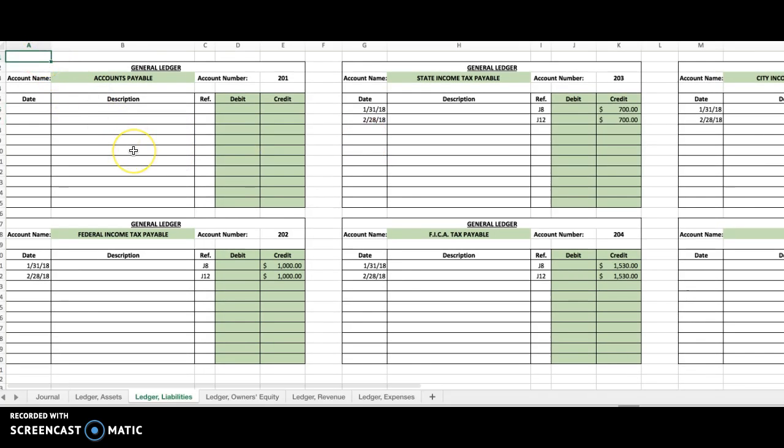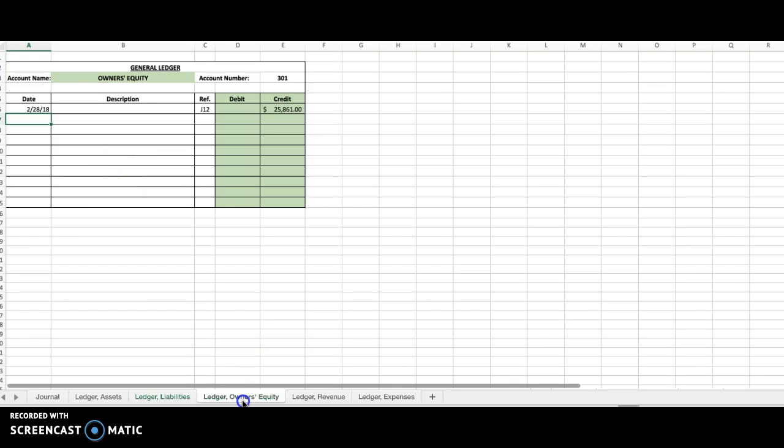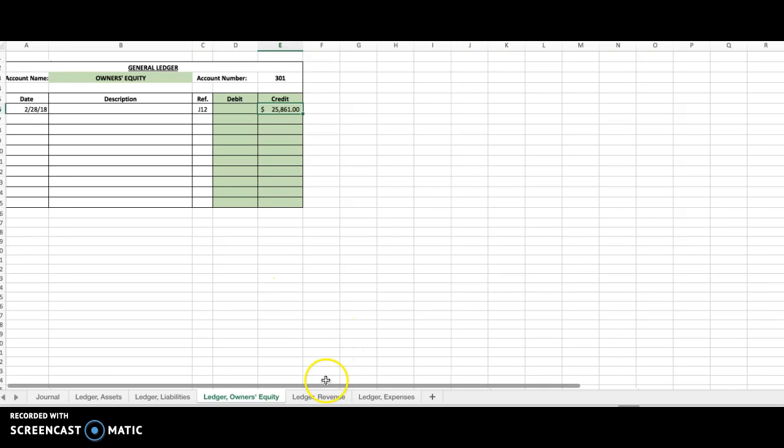So we want to get a sense of how this affects those particular accounts. We have owner's equity. We're not dealing with that in this problem. This particular company has a net value at the end of February of $25,861. That doesn't concern us right now. Our payroll entries do not directly affect owner's equity. We'll see how all that is going to work later on.